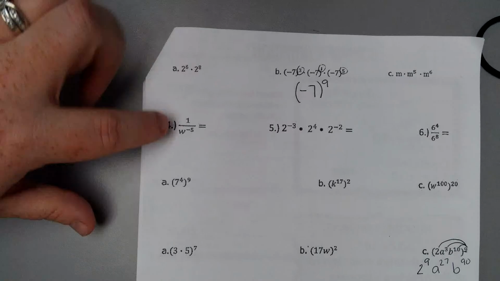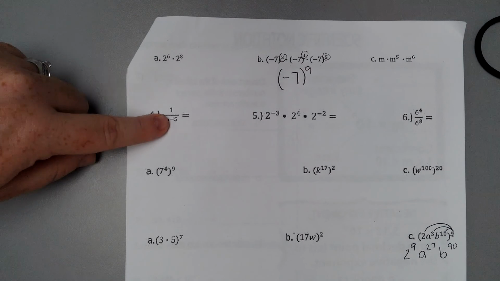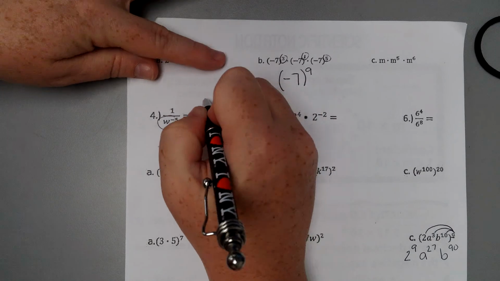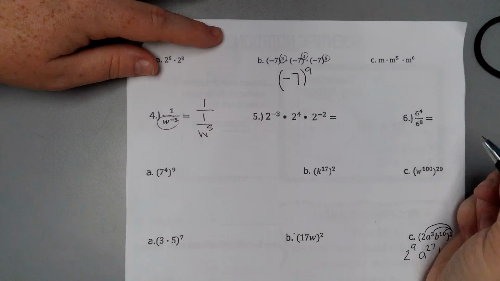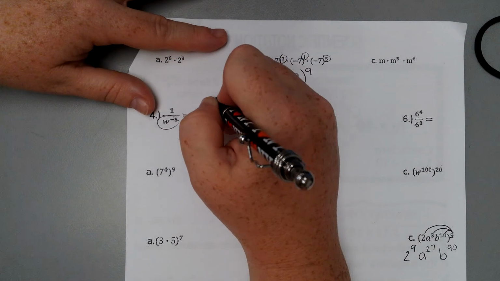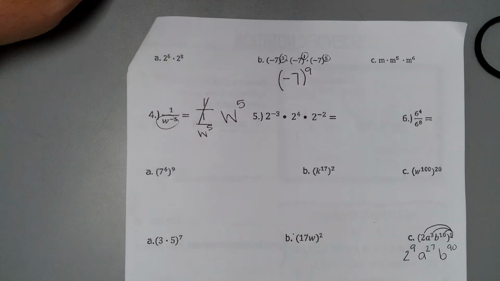And we'll do number 4, way up here. 1 divided by w to the negative 5. Well, this becomes a fraction, so I have 1 divided by 1 divided by w to the power of 5, which ends up canceling out, giving us w to the power of 5.